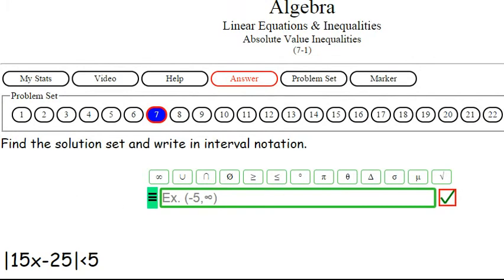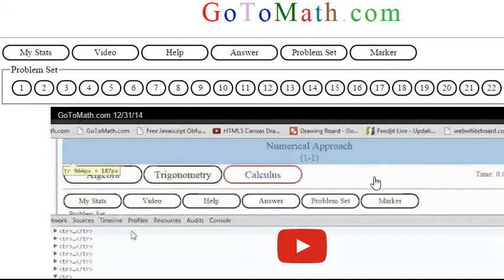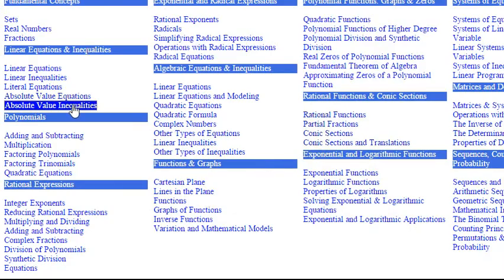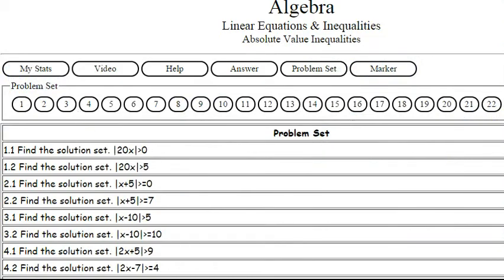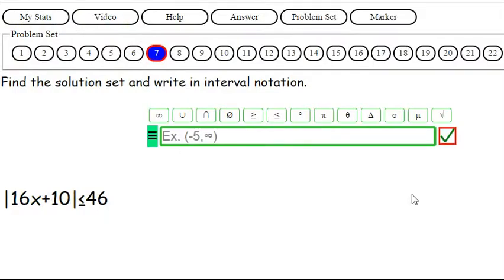So what are we doing? We're over here at GoToMath.com practicing our absolute value inequalities. Okay, we're over here at GoToMath.com. Click on algebra. Let's go down to absolute value inequalities, and I guess we're looking at 7.2. So let's write this down.